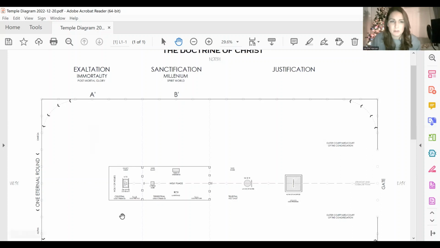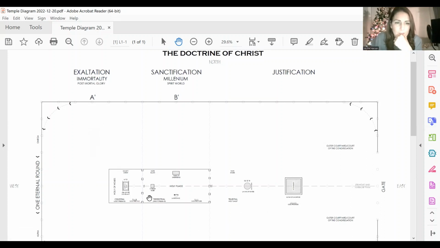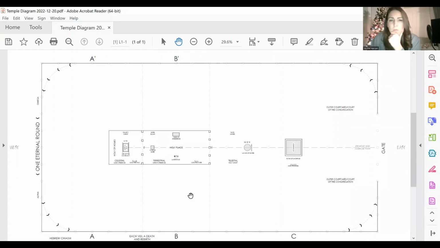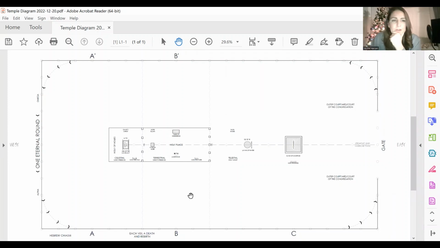But just know that this whole court is actually the telestial. And I assume there is something to be had here about this. Why does it get smaller, right? And kind of a creationary effect there that we'll talk about in another video. Okay, so now we got that.